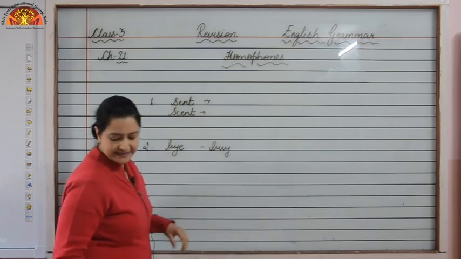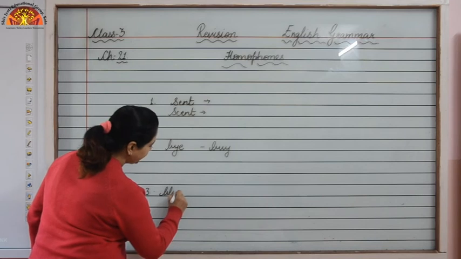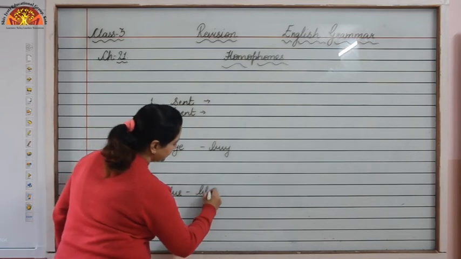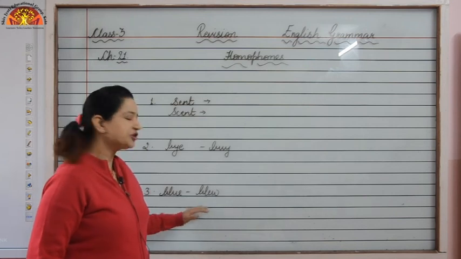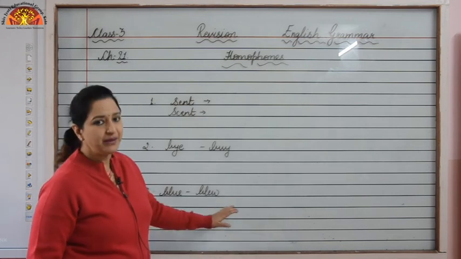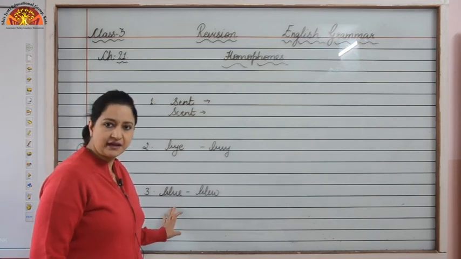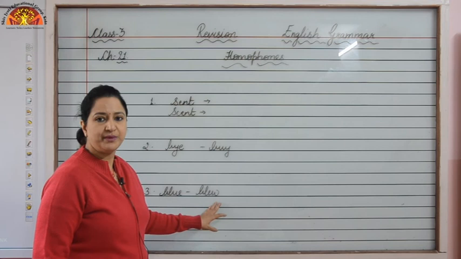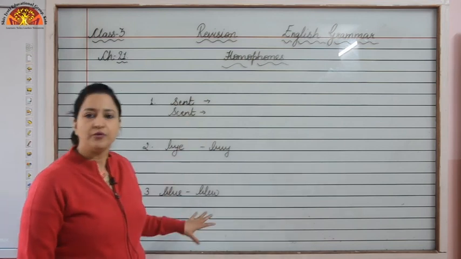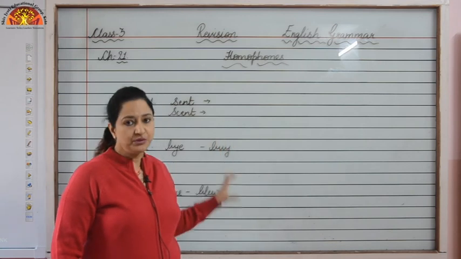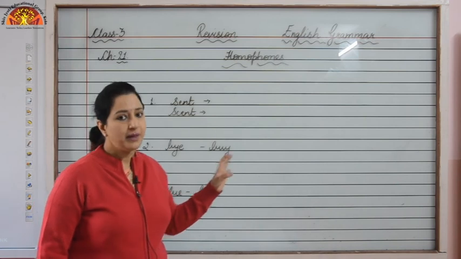Now let's see one more example. Blue, blue. Here the pronunciation of both the words is the same, but B-L-U-E is the color and B-L-E-W is the past tense of blow. So homophones are the words which sound the same but are different in spelling and different in meaning.